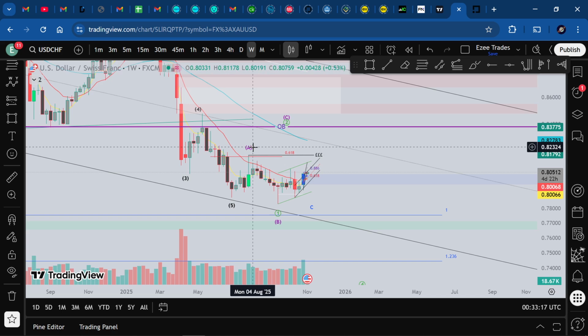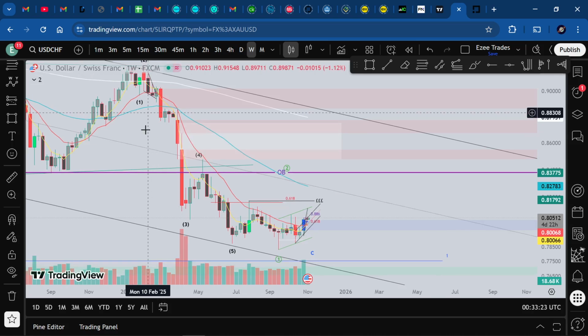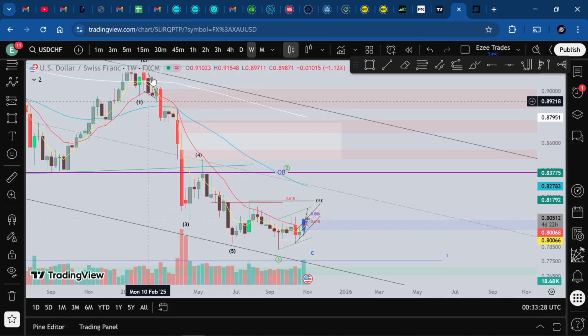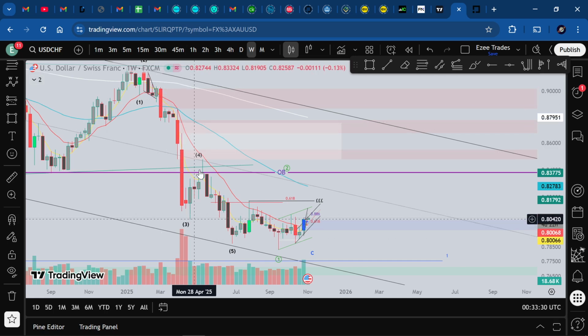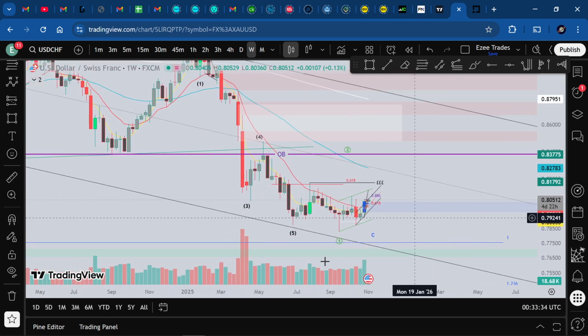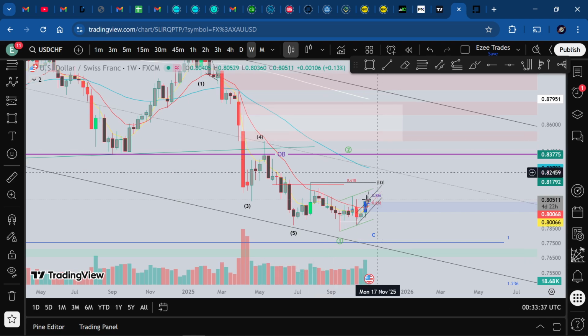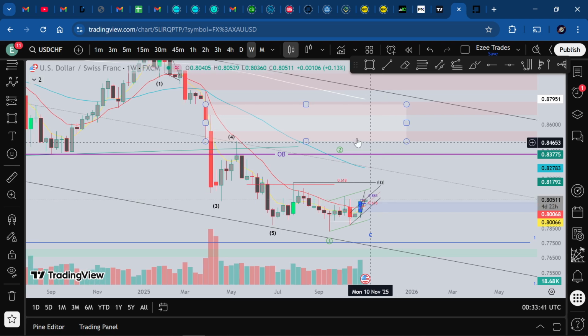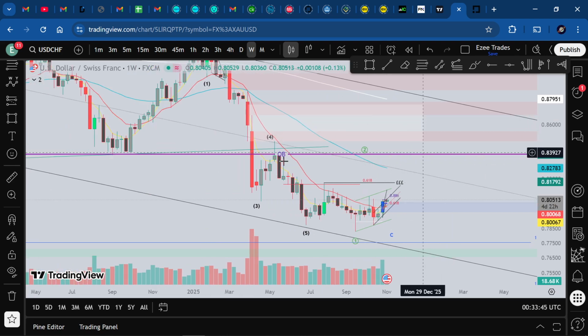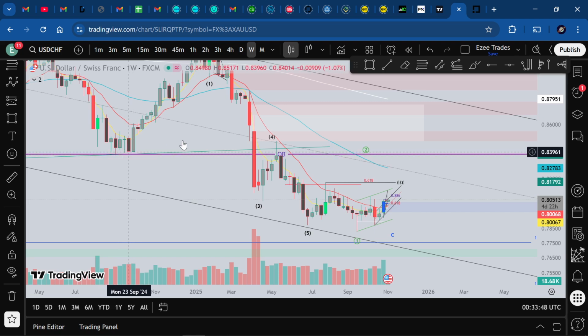Okay, this is no longer an A wave to me. So there's another 4, 5. I just haven't put that count, that degree count, in there. There'll be a 1, 2, 1, 2, 3, 4, 5, 4, 5. And we are either in a 1 or an A coming up. This is my point of interest, and also this is my point of interest. This is an order block, the start of the order block over there.